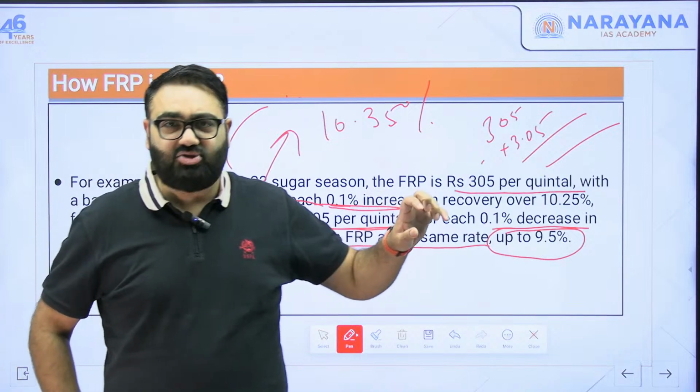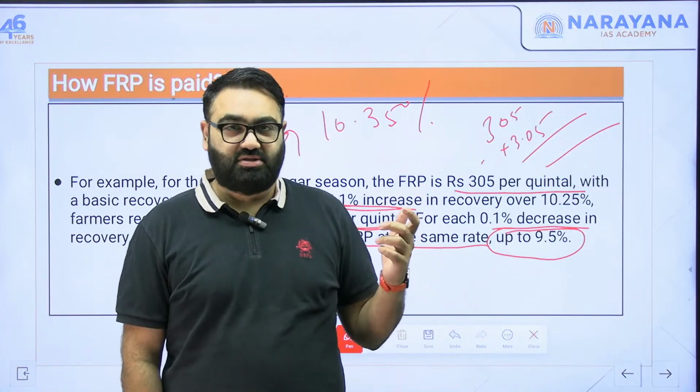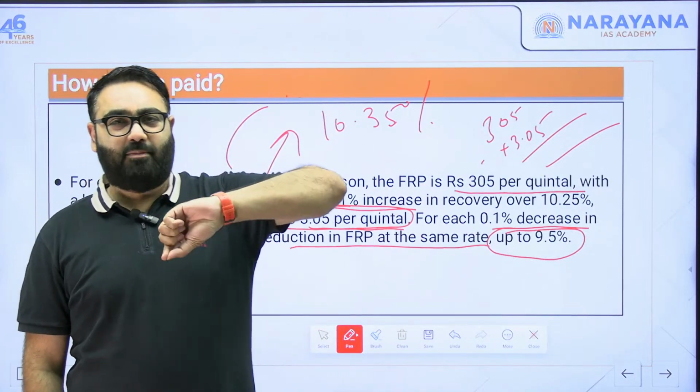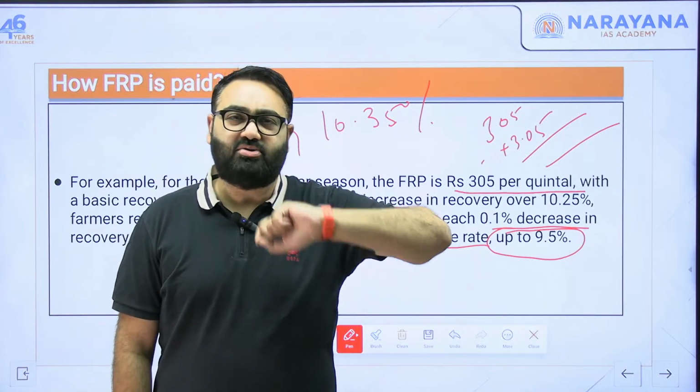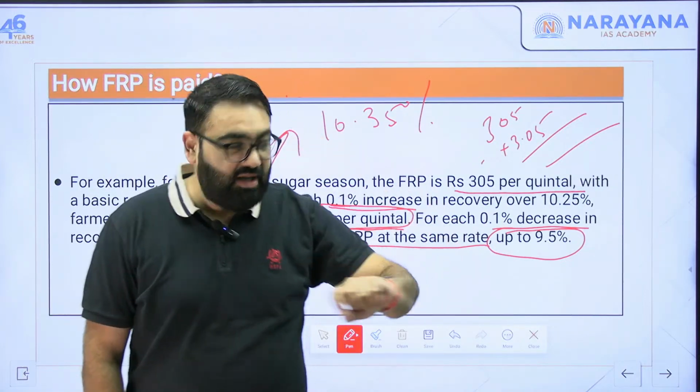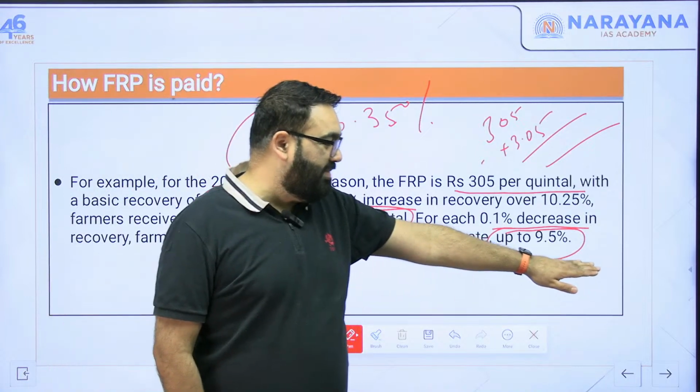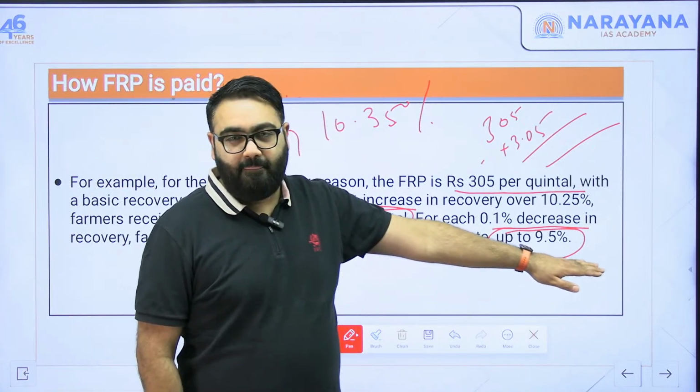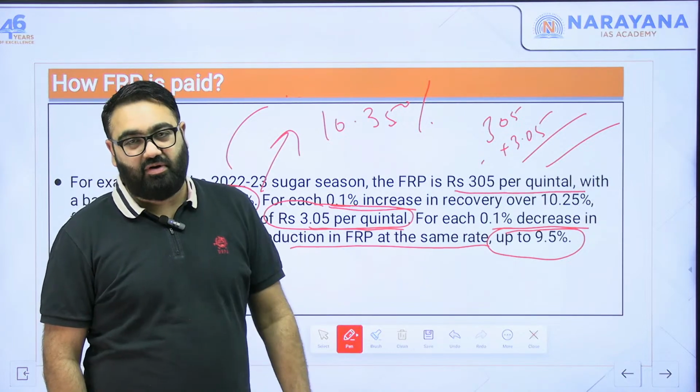There are many other factors, so you can't let the farmer go into a lot of losses. So you keep on reducing FRP. For every 1% you keep on reducing 3.05 rupees, up till 9.5%. That is a basic, that is a minimum level. That is how FRP works.